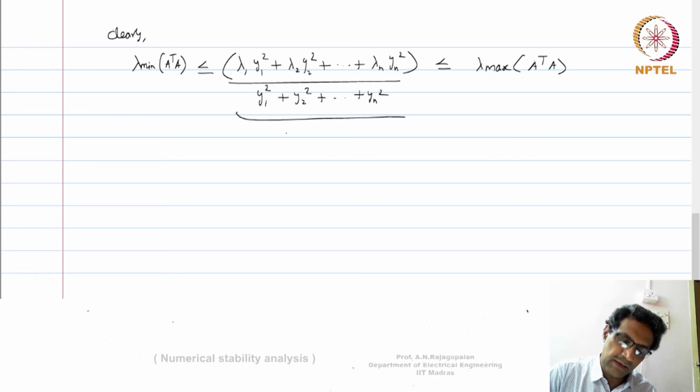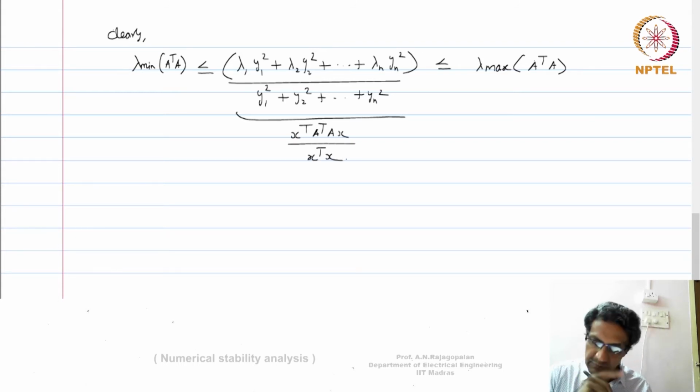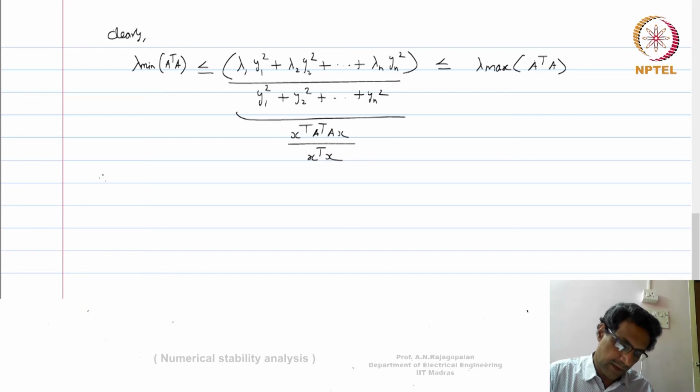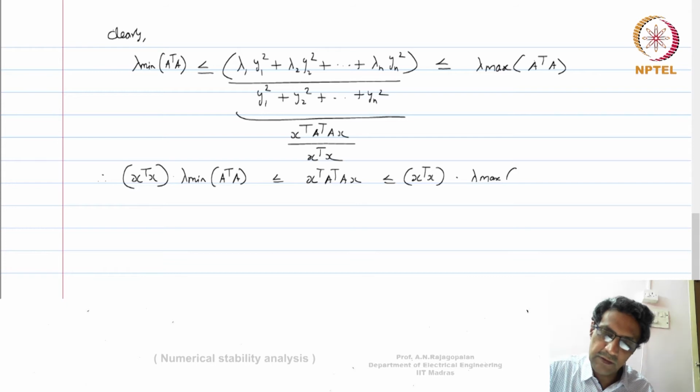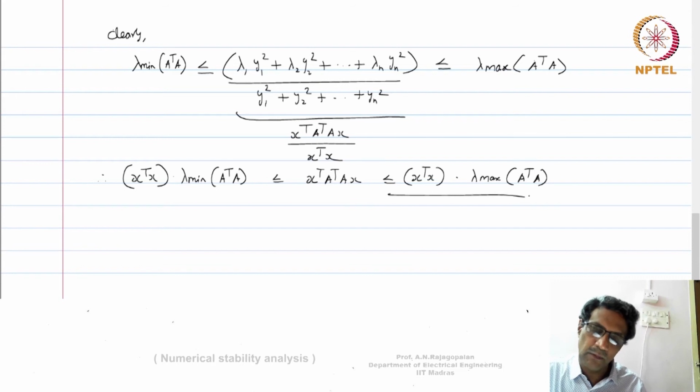Now this ratio is nothing but, as we saw earlier, X transpose AX upon X transpose X, written in terms of X. And therefore the result that I wrote down follows: X transpose X into lambda min of A transpose A is less than or equal to X transpose AX, which is less than or equal to X transpose X into lambda max of A transpose A. Now this is an upper bound.